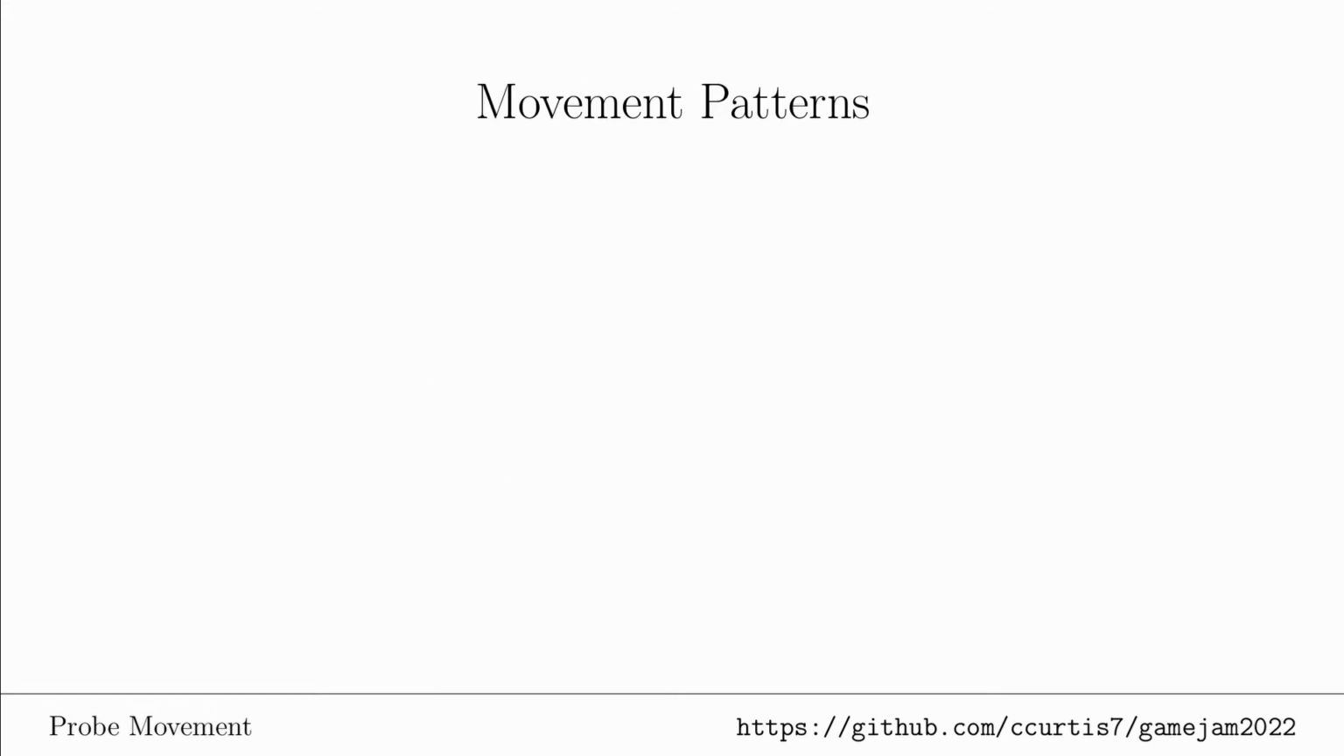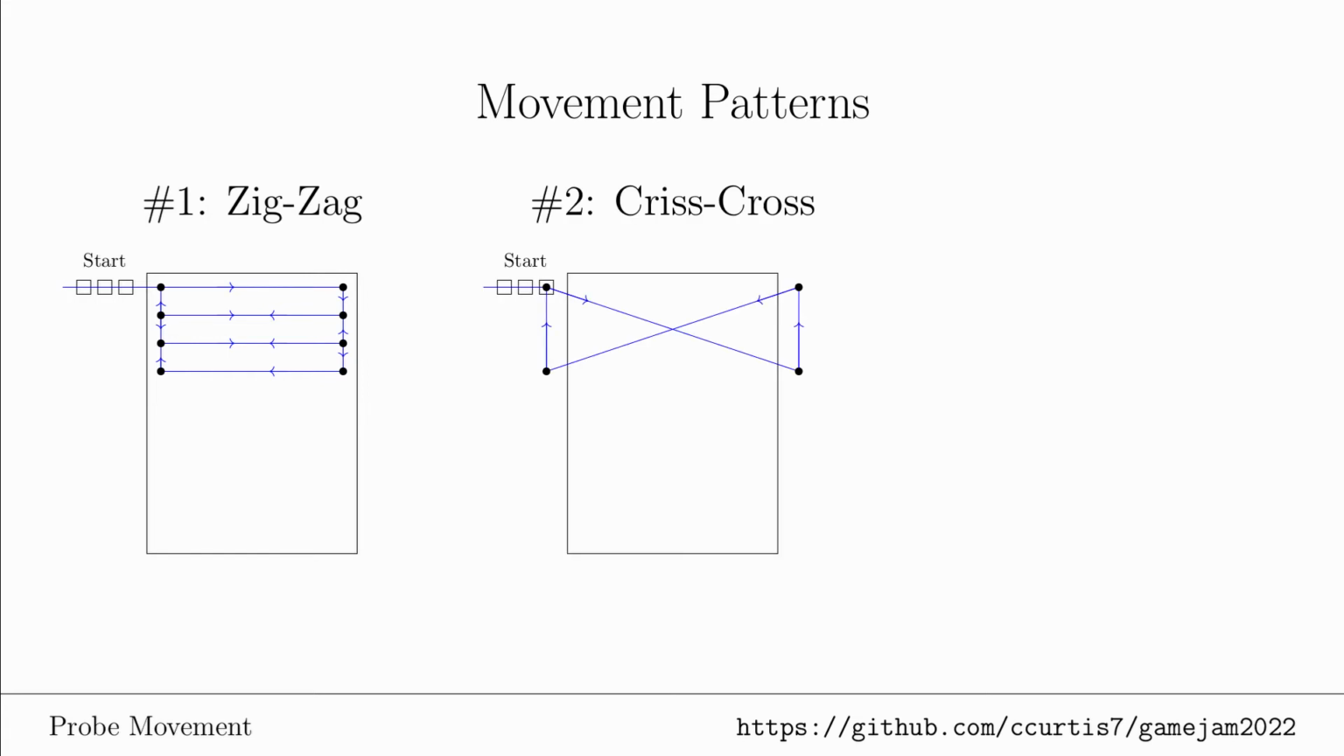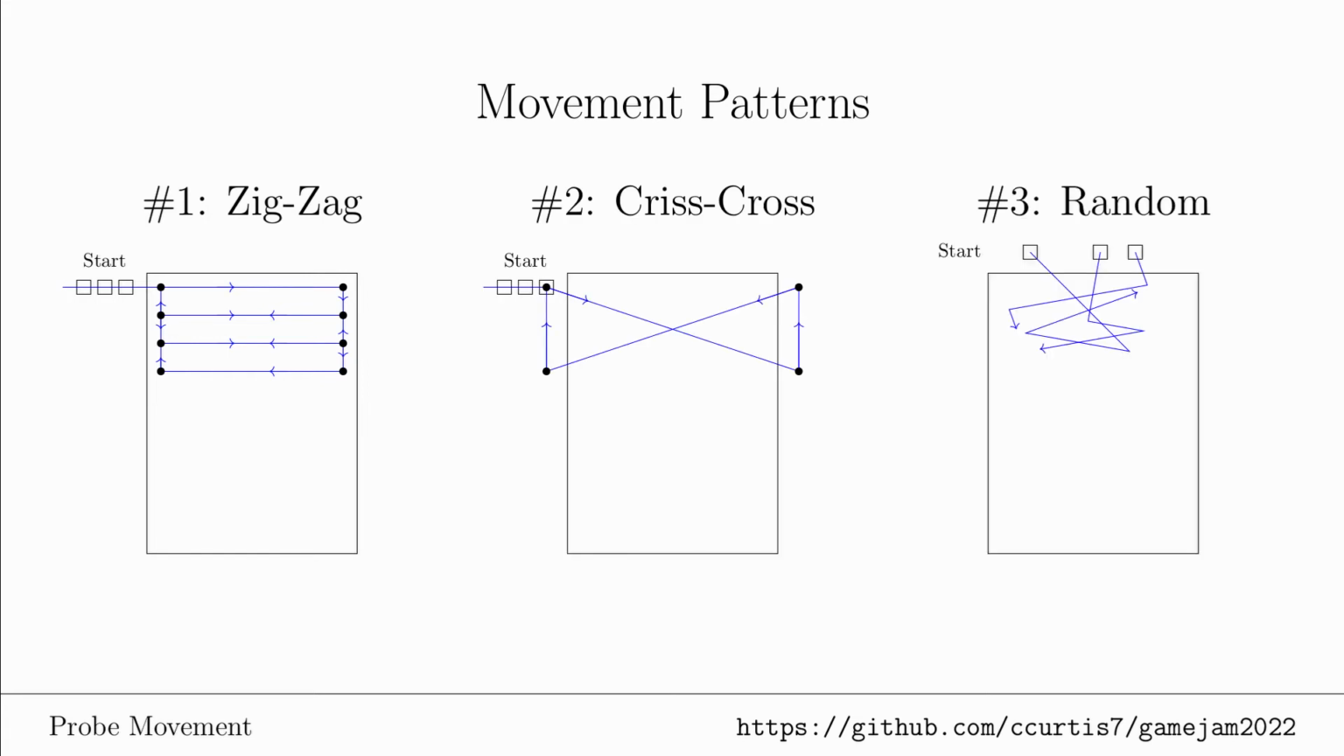There will be 3 patterns that we will have the probes follow. The first is a zigzag pattern, moving down the screen and then back up again. The second will go diagonally on and off the screen. And the third will be probes that dart around randomly.